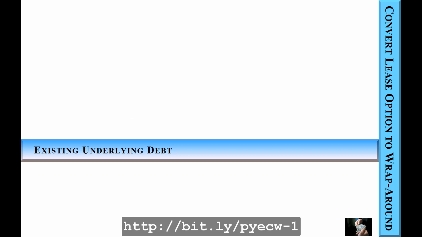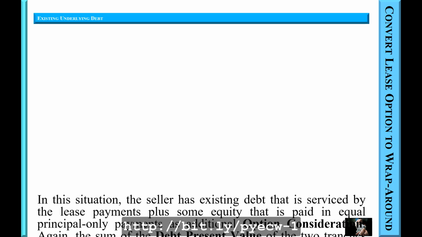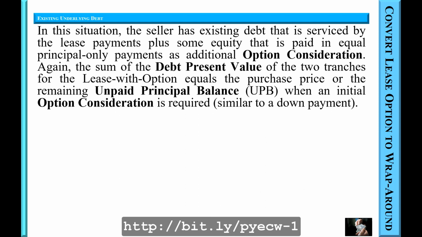Existing underlying debt. In this situation, the seller has existing debt that is serviced by the lease payments plus some equity that is paid in equal principal-only payments as additional option consideration. Again, the sum of the debt present value of the two tranches for the lease with option equals the purchase price or the remaining unpaid principal balance, the UPB, when an initial option consideration payment is required, similar to a down payment.